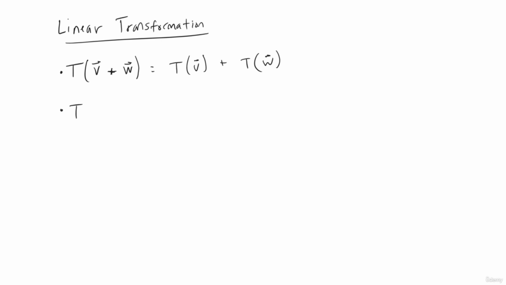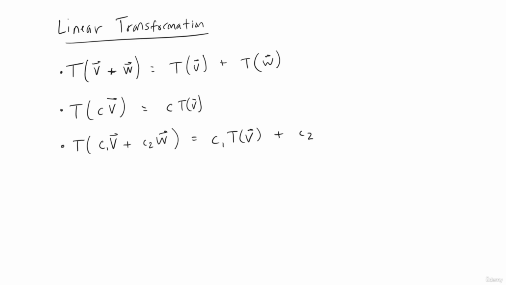Another rule is that the transformation of a scaled version of a vector, so if we scale the vector and then take the transformation, this should be the same thing as taking the transformation and then scaling it up. And then finally, this follows from these two: the transformation of a constant c1 times v plus another constant, let's say c2 times w, should be equal to c1 times the transformation of v plus c2 times the transformation of w. And that follows from the first two that I listed. So those are the rules for a linear transformation.